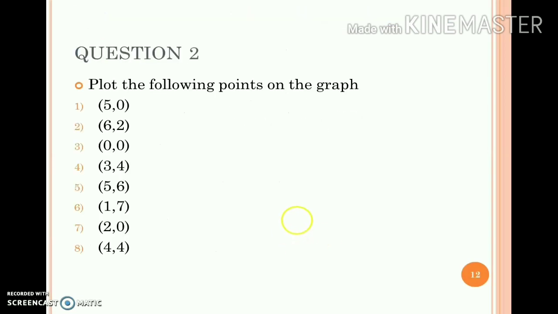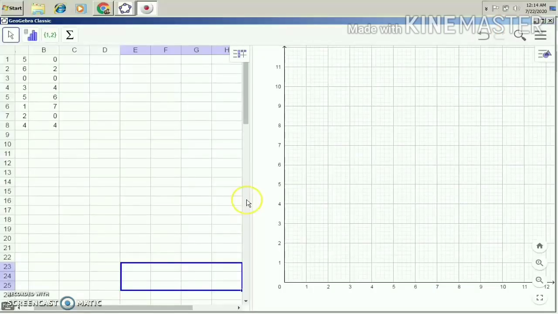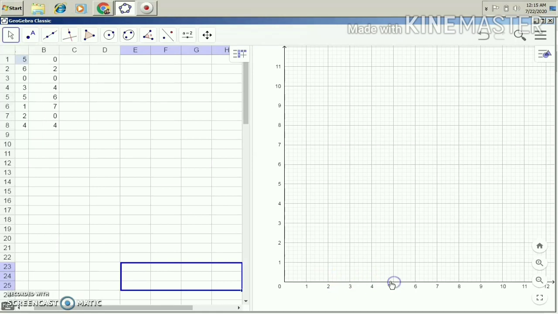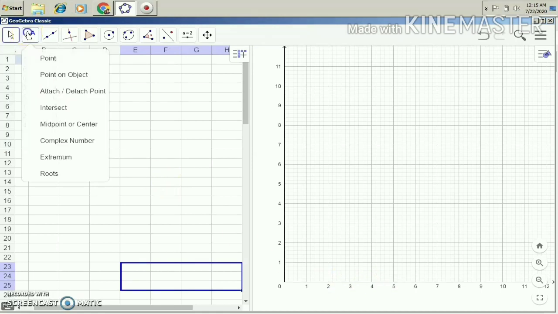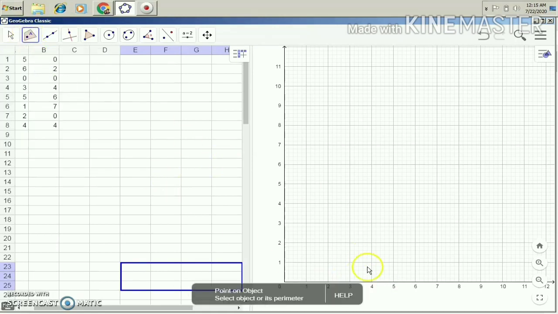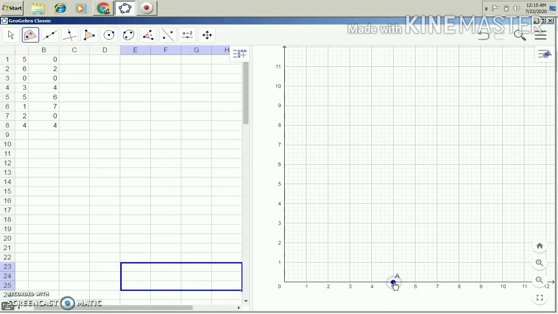So let's do question 2. Plot the following points on the graph. Let's see how to plot these points on the graph. Again we have the Cartesian plane. I want to plot firstly (5, 0). Firstly I'll move 5 steps towards the x-axis, then 0 steps upward. Means I will stay here. This is the point. We'll mark the point over here, point A.